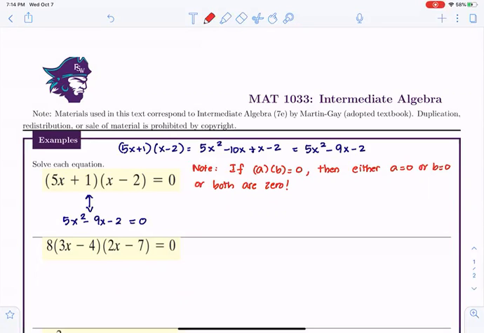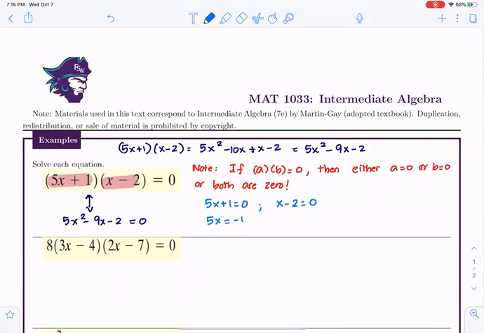So here we have two factors. The first factor is 5x plus 1. The second factor is x minus 2. I multiply the two, I end up getting 0, which would imply, using the statement that I just wrote, 5x plus 1 would equal 0, or x minus 2 would equal 0. I'm setting each factor equal to 0, which would mean I can solve easily now.